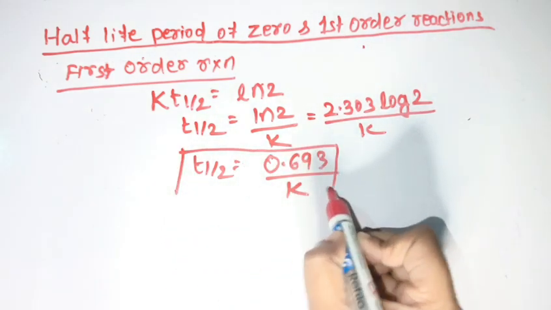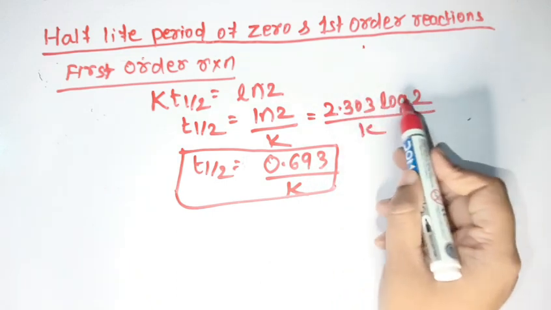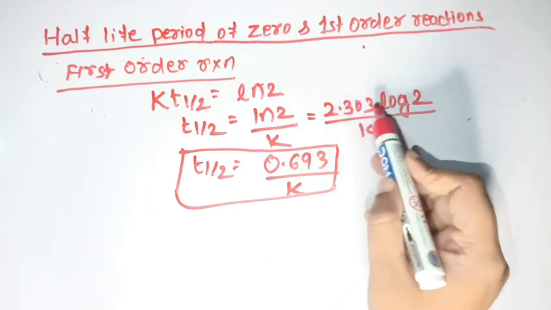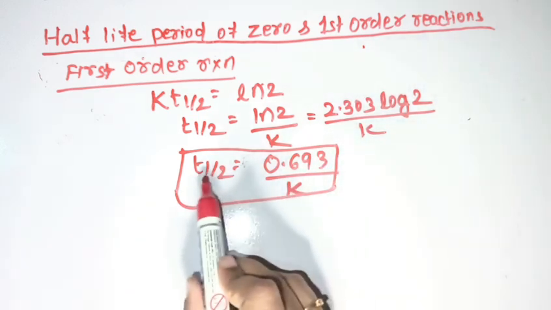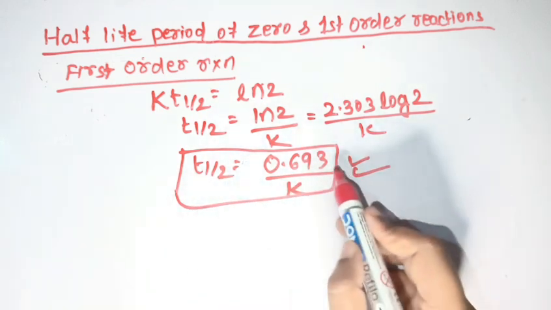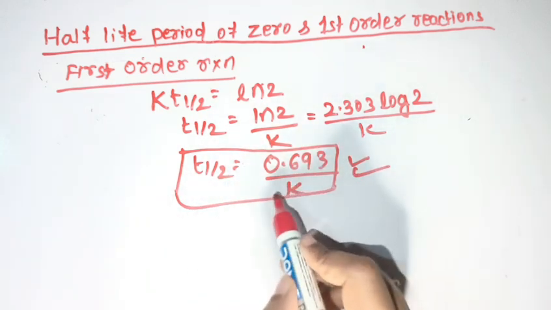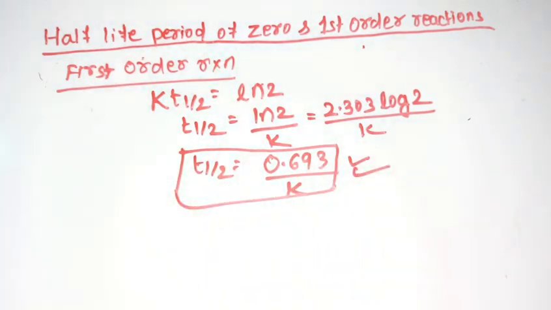So I put the value of log 2 and multiplied it with 2.303. As a result, I found the value 0.693 here. So t half for first order reaction, the half-life period, is 0.693 by k. This is how we calculated and understood half-life period for both zero and first order reaction.